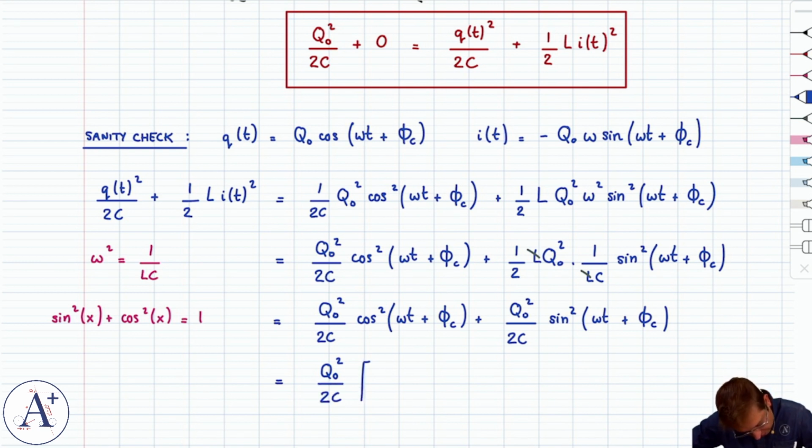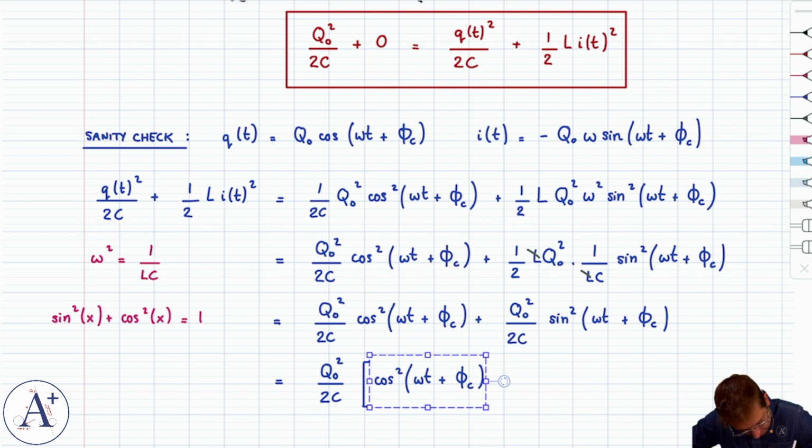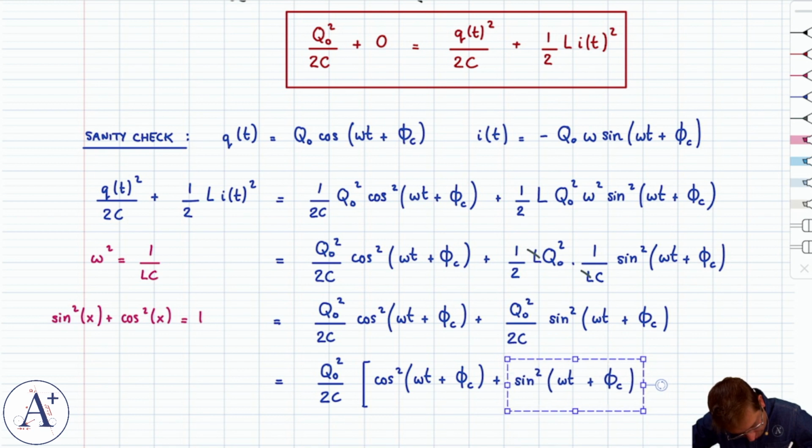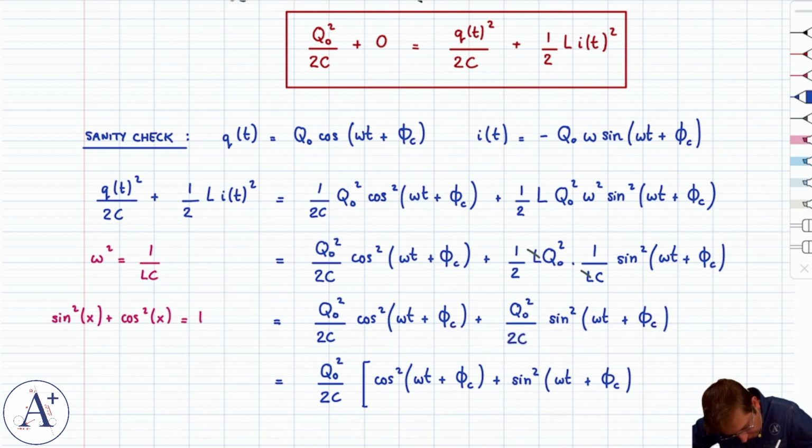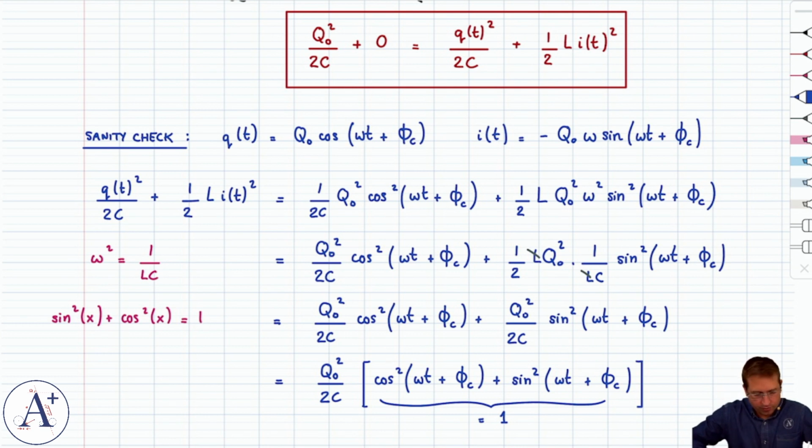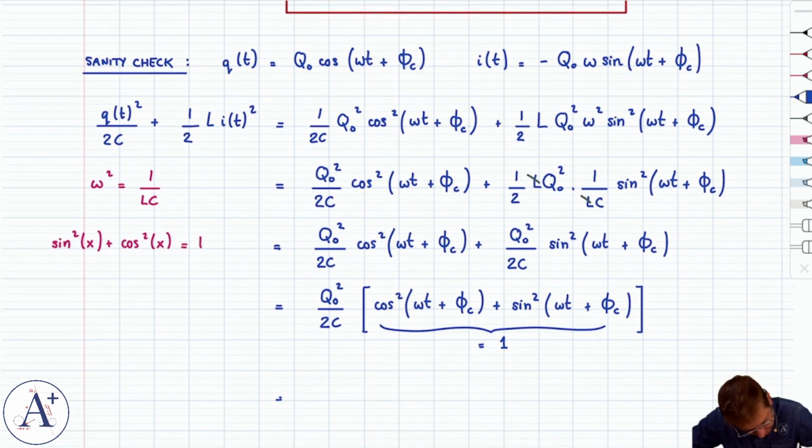If you're not convinced, just to be thorough, it's going to be multiplied by this quantity plus this quantity, and the point is that this sum is equal to 1. That's the argument. So we get, ultimately, that the expression that we started with, which is the sum of the energy in the capacitor and in the inductor at any time, is indeed equal to the energy stored in the capacitor initially.